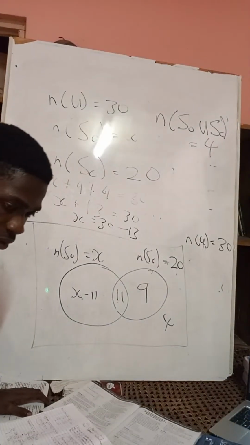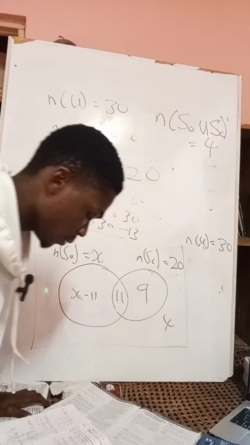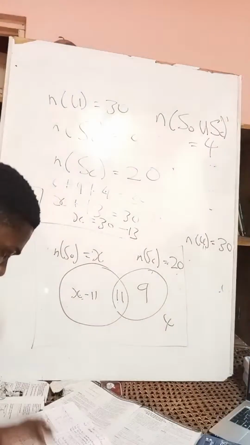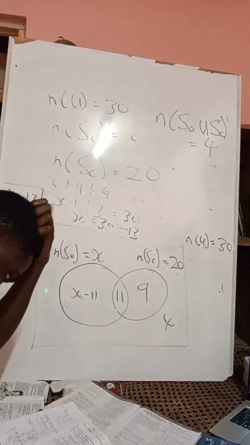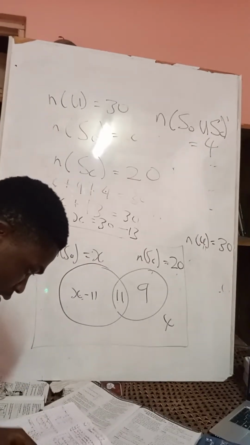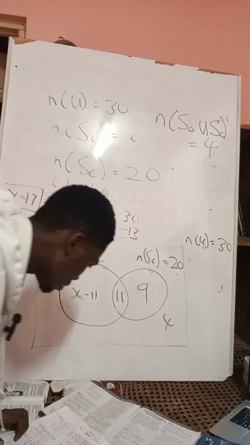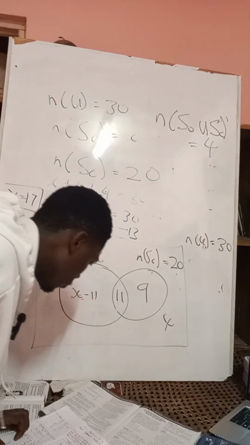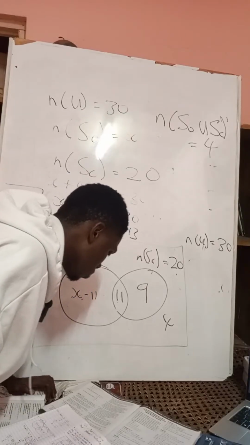I hope it's clear. Okay, let's solve that other question. So you might get the same answer, but maybe the method that you use, like I said. It says: find the probability of meeting students who pass in one subject only. So I told you about probability.